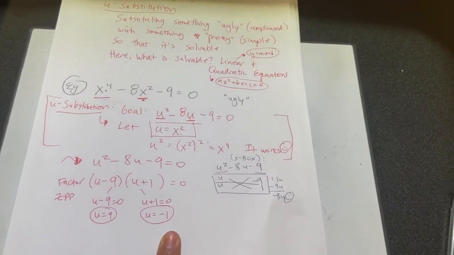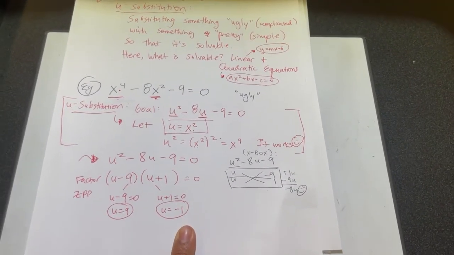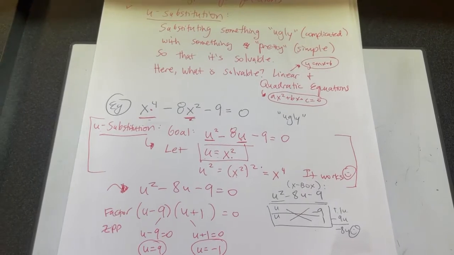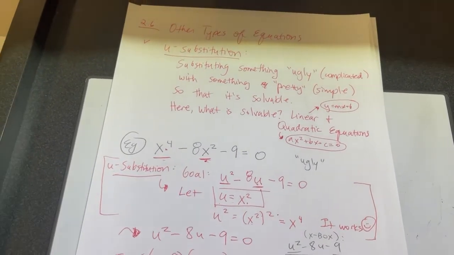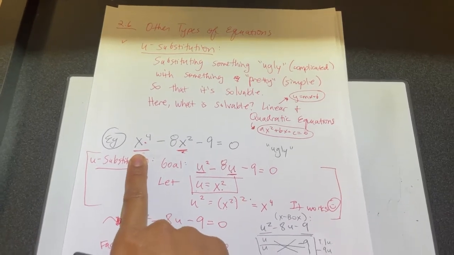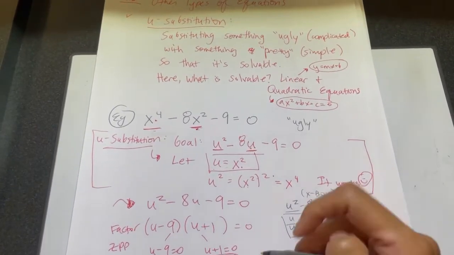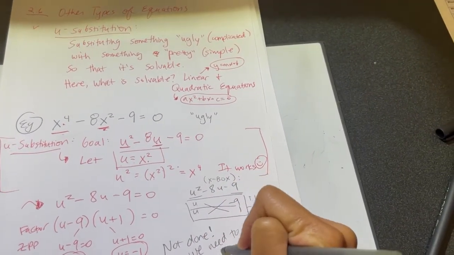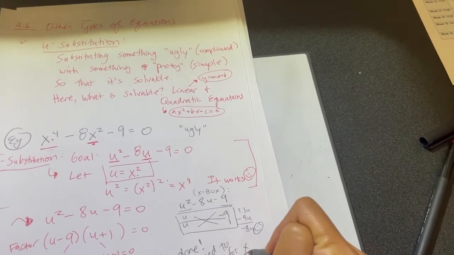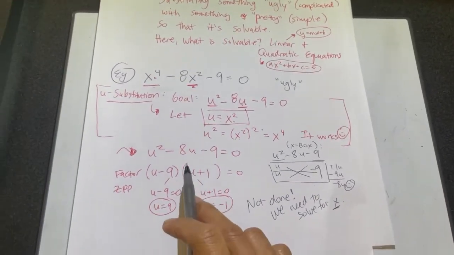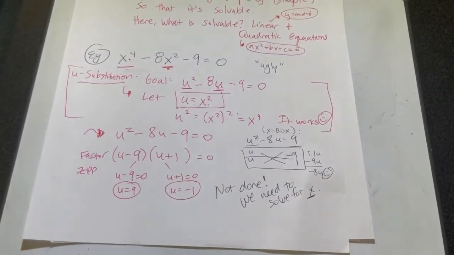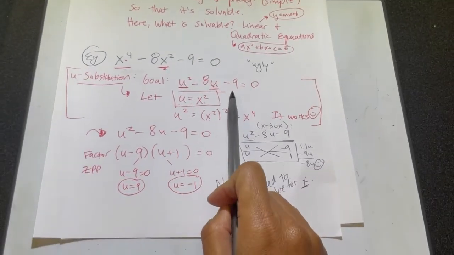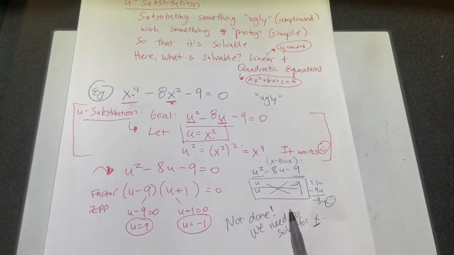9 and negative 1, we're good? No. Why not? Why am I not done with this problem? Because the u is equal to x squared, whatever that is. We need to solve for x. So not done. That's the point of the problem, is to solve for x. U is just to substitute it in, just to make it look pretty. Because we can't solve this as is, but when we substitute it to make it look pretty, we have it in quadratic form, and we can solve a quadratic.